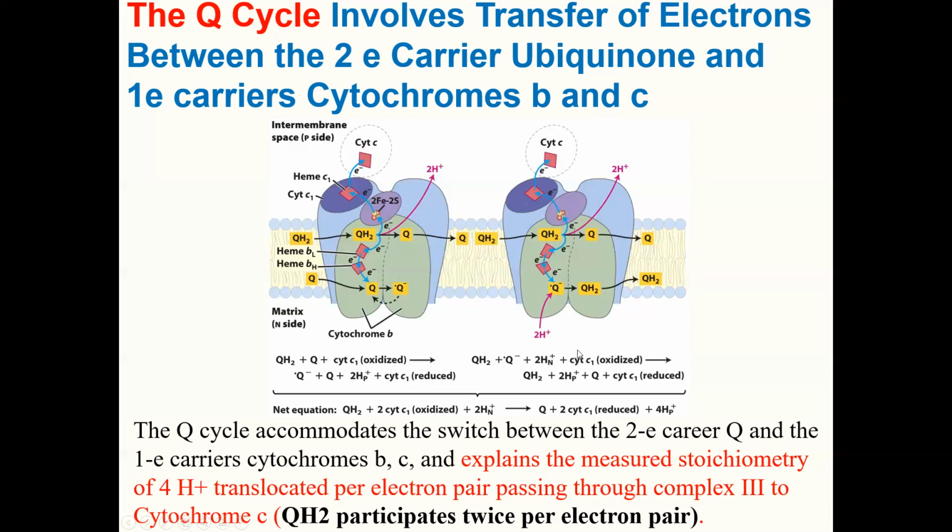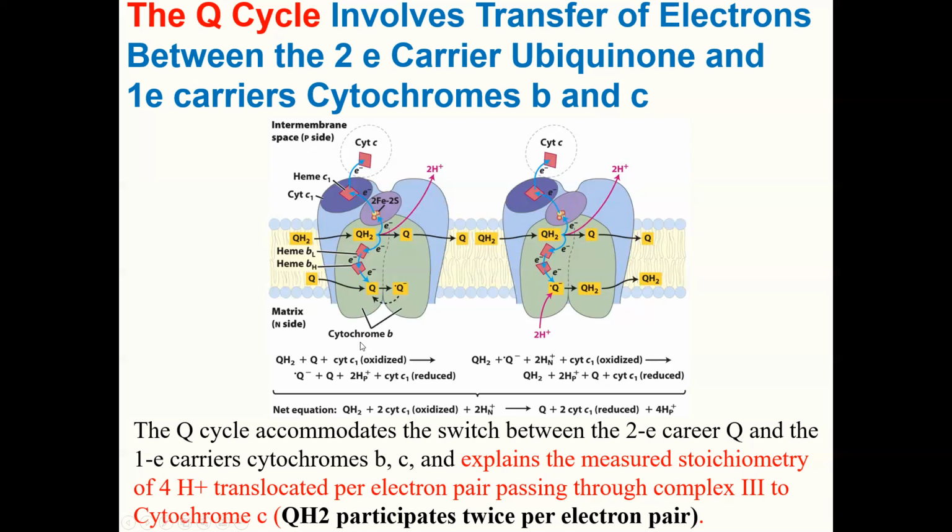On the right hand side, you are seeing the same thing: QH2 plus you are utilizing radical anion Q dot negative, plus you are utilizing 2 protons from the N side, plus a cytochrome C1 in the oxidized form, and generating a molecule of QH2, a molecule of Q, you are pumping 2 protons on the P side, and in that process you have reduced cytochrome C. So cytochrome C reduced. Cool.